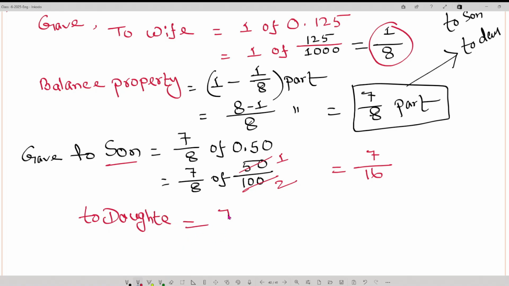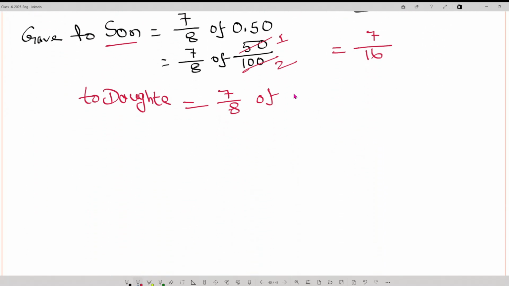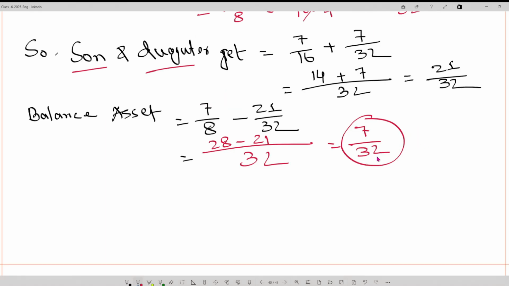To the daughter, how much? 7/8 of 0.25, which the daughter gets. So 7/8 of 25/100. We can divide by 25, so here is 1 and here is 4. So 7 by what? 8 times 4 is 32. 7/32 is his balance or left asset.